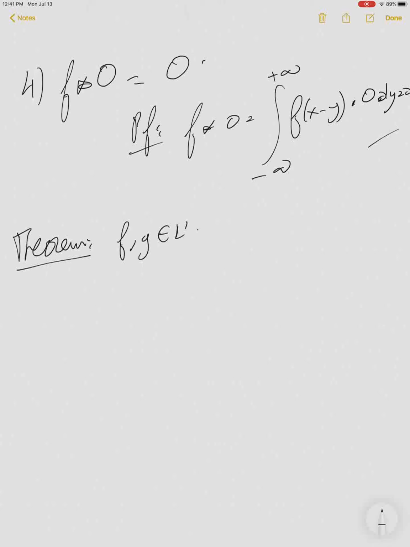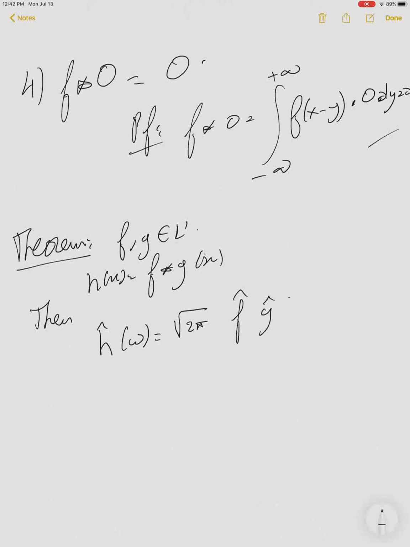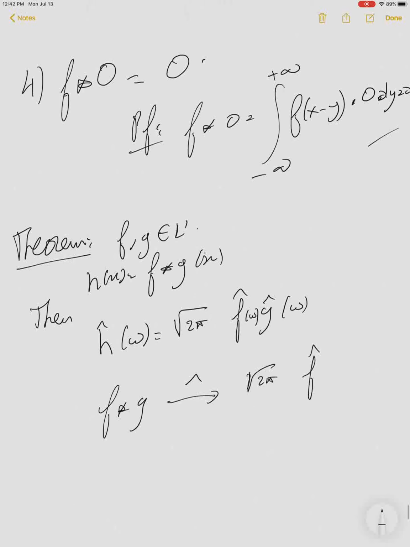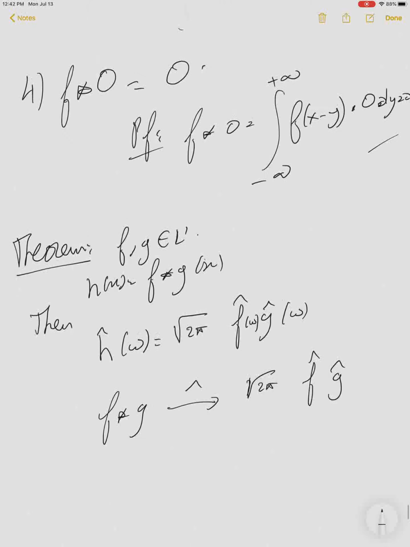If f and g belong to L1, and h of x equals f convolve g at x, then h hat of omega equals square root of 2 pi times f hat times g hat of omega. This is the convolution property. So f convolve g goes to square root of 2 pi times f hat times g hat.